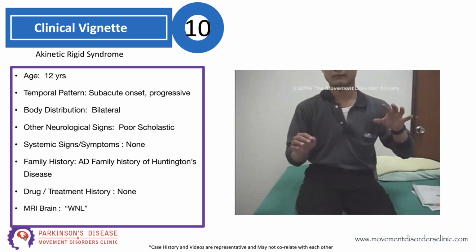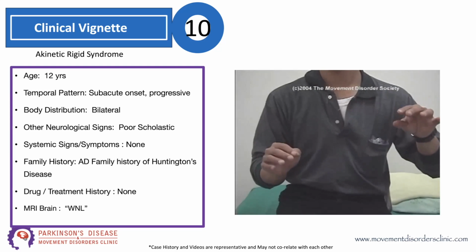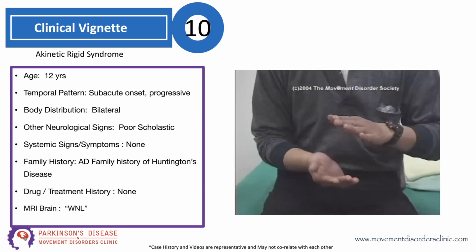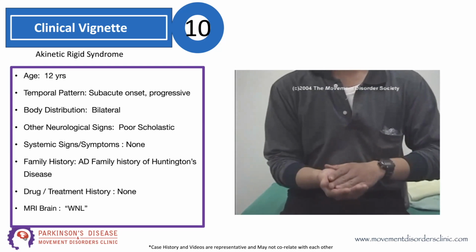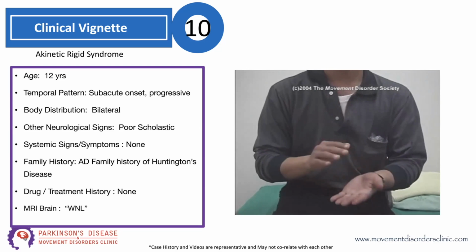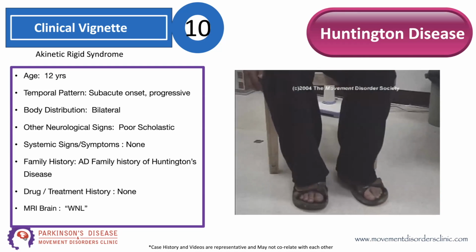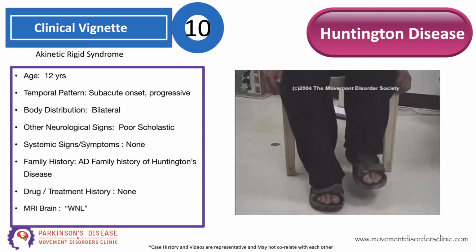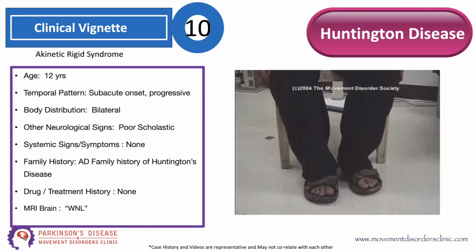So here, on the background of family history, with the onset of akinetic rigid syndrome at a very young age, we are more comfortable to consider a diagnosis of Huntington's disease. The akinetic rigid syndrome is most likely related to Huntington's disease. So this is a case of juvenile Huntington disease presenting as an akinetic rigid syndrome.